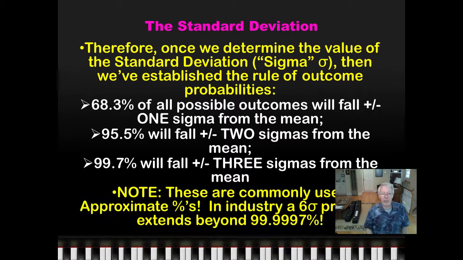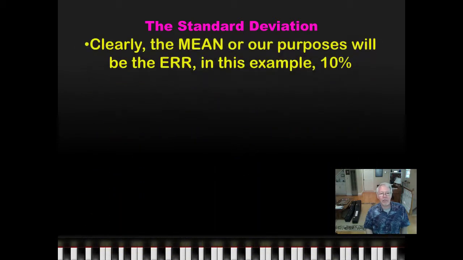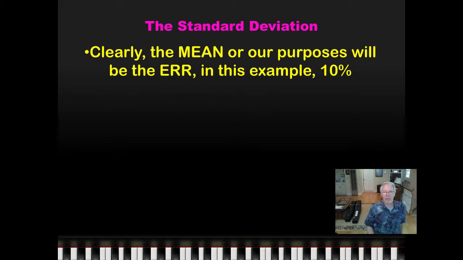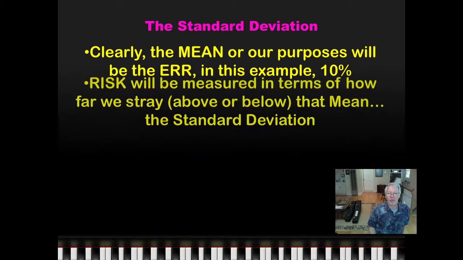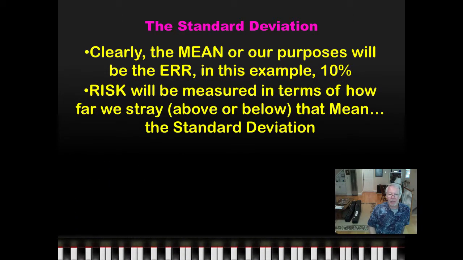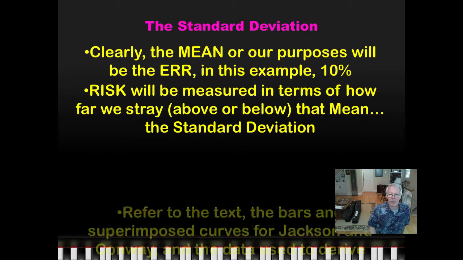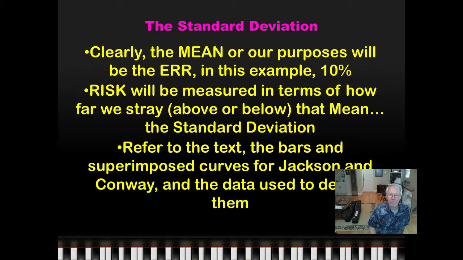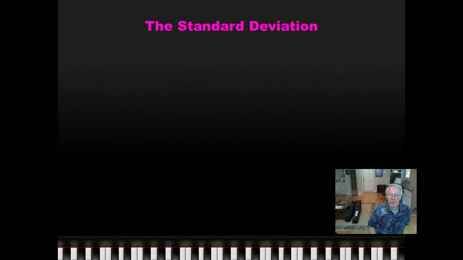Now we'll actually calculate the standard deviations, okay? The mean, the center point of our bell-shaped curve, no matter what its height or width will be, is going to be the expected rate of return. In this example, it's 10% for both companies. That standard deviation, therefore, measures risk.